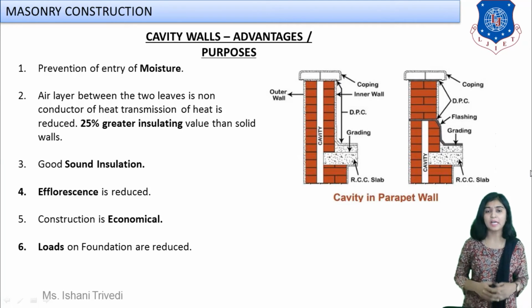So this is how your cavity wall is located at different places. You can start right from the foundation, then you can go up to the parapet wall, and you can also go up to the roof level, and then the parapet wall will be constructed normally. So these are the various locations where your cavity wall can be constructed.